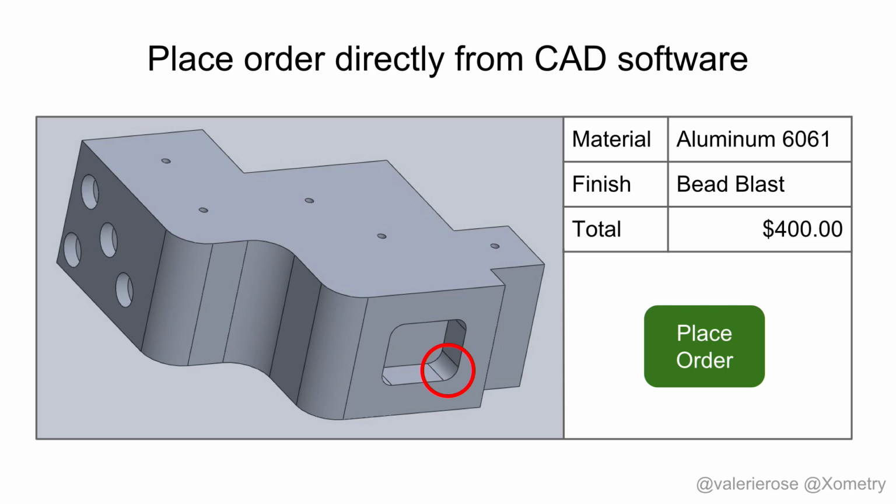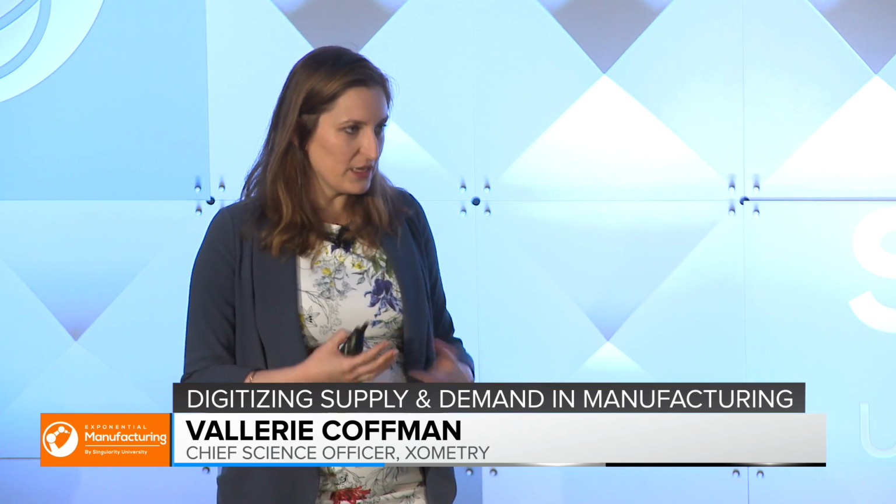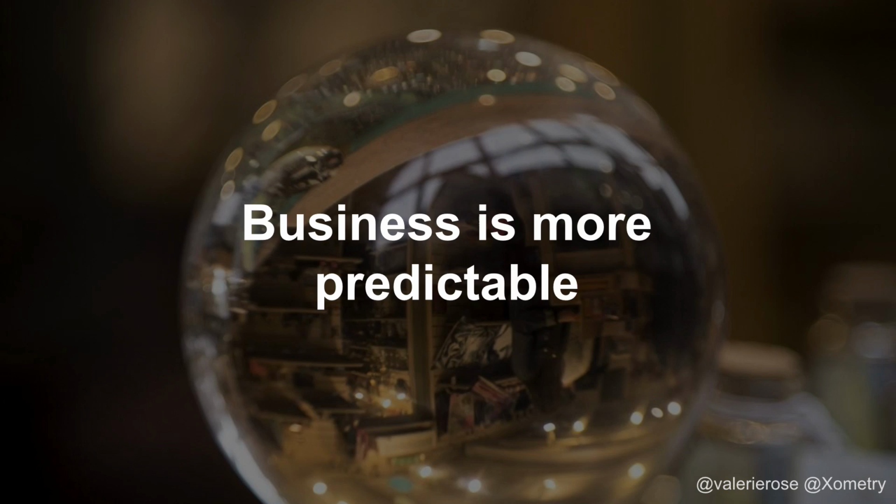And then you should be able to place your order directly from CAD software. Update your design, see how it reduces your price, and place the order directly from CAD software, as easily as ordering an Uber. From a machine shop's perspective, you should be able to see jobs available consistently online with a price given to you that you can accept. If you press that accept button, you will get that job. There's no going back and forth with the customer. There's no uncertainty in winning the work. You download the file, make the part, ship it, and you get paid. So your business is much more predictable.